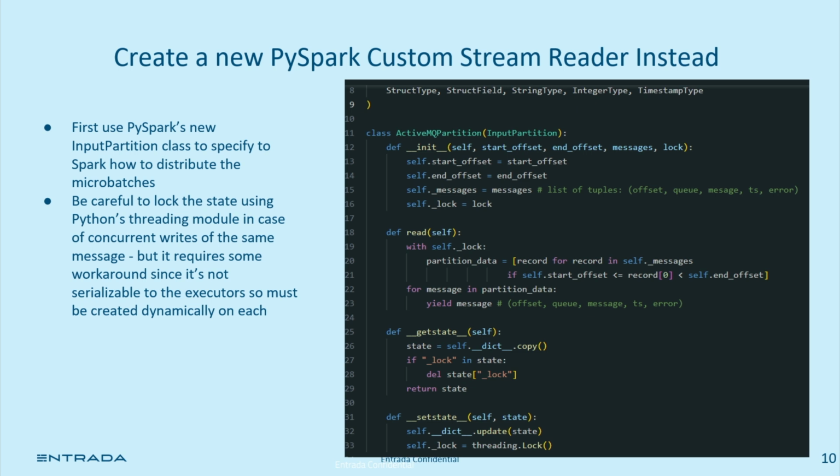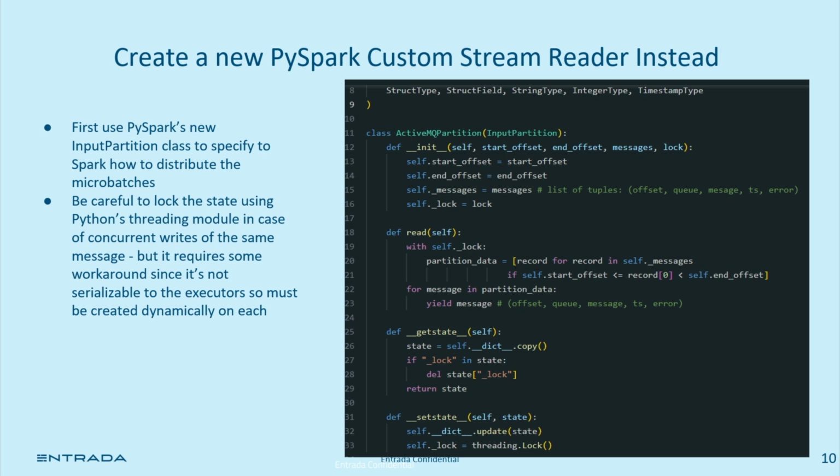So I want to capture the offset. If I look back at my bronze table that I'm going to be writing to here, I want to see what offset this message belonged to. I want to see what queue it came from. I want to see when it happened, that timestamp. And if there's an error, I want to know if there's an error. If there's no error, we'll see a little later how the error handling works.